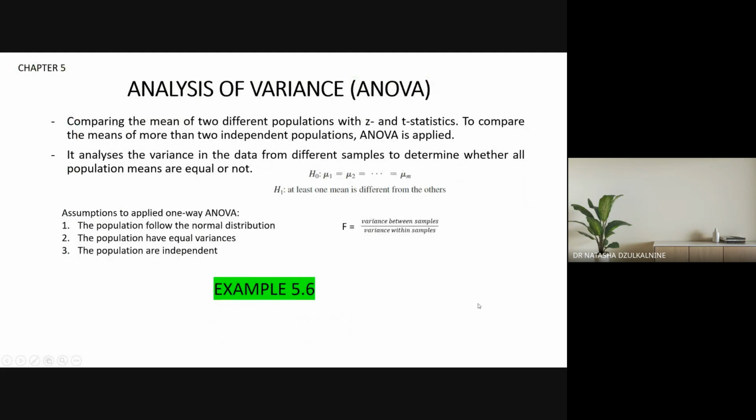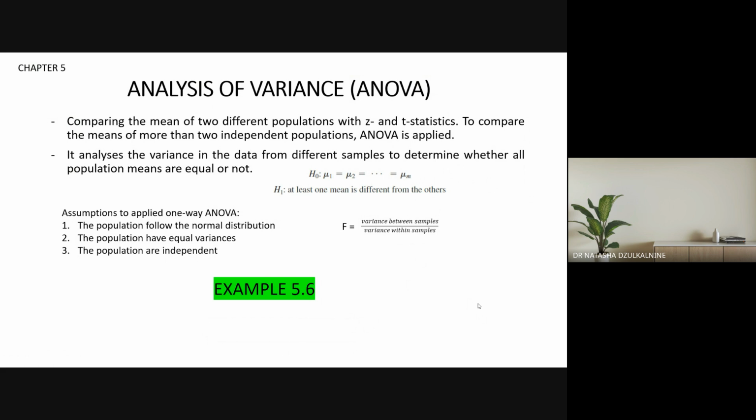Another variance of ANOVA is for comparing the mean of two different populations with Z and T statistic. To compare the means of more than two independent populations, ANOVA is applied. Before this, we used the T and Z test, but that one is for one sample and also for two samples. So ANOVA is applied for more than two independent populations.